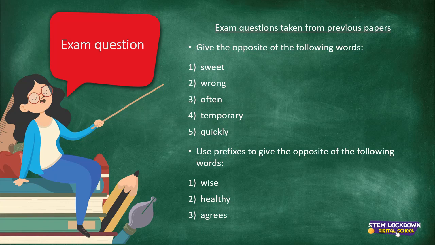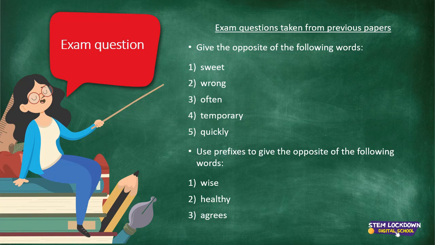Okay, so for sweet, the answer would be sour. For wrong, the answer would be right, correct, or appropriate. Okay, so if you had correct or appropriate, that is still fine. And then for often, you would have seldom. So often, the answer is seldom.